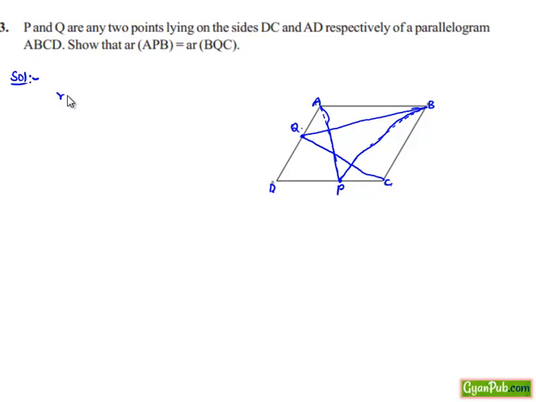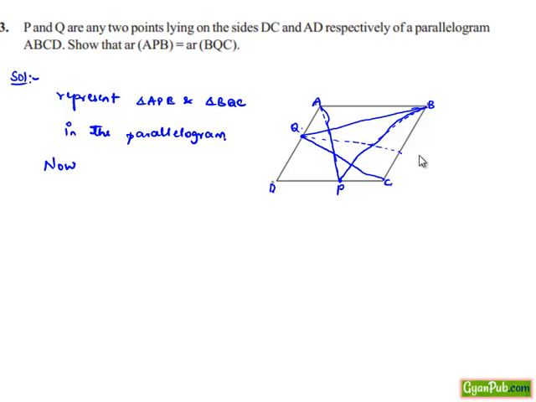So initially we represented triangle APB and triangle BQC in the parallelogram. Now from Q, draw a line to BC perpendicularly, that may be QY. Therefore, here now we have drawn QY line perpendicular to BC and also draw PX that is perpendicular to AB.